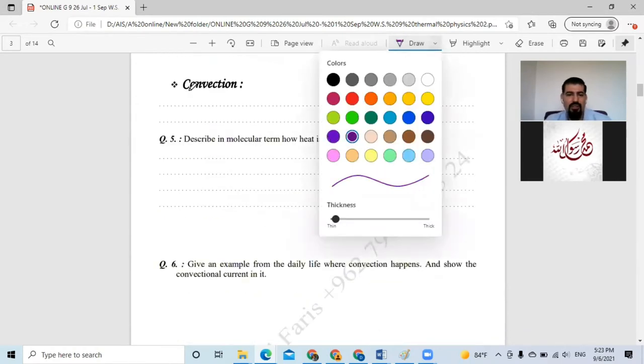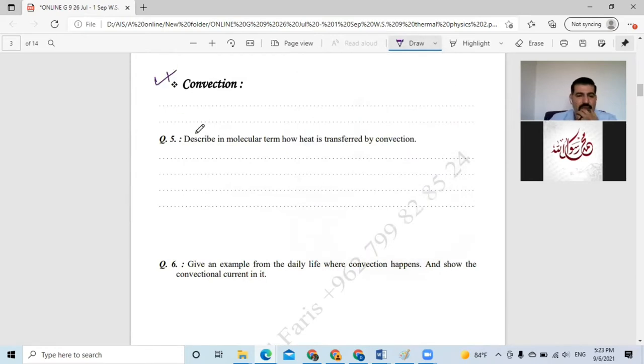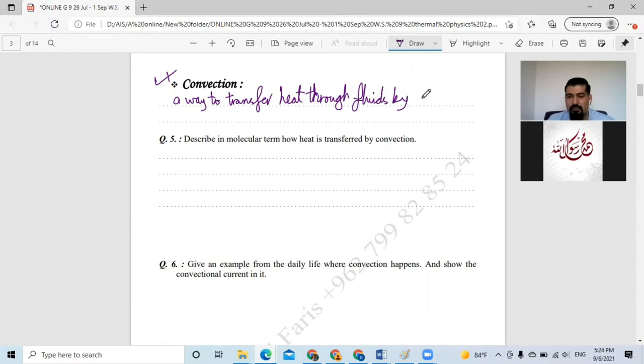Okay, another thing we call convection. What do we mean by convection? Also, this is not a definition, but an explanation. We can use it to write a description or explanation for what's happening during convection. A way to transfer heat through fluids by carrying the energy, the heat, with them, by convection current.